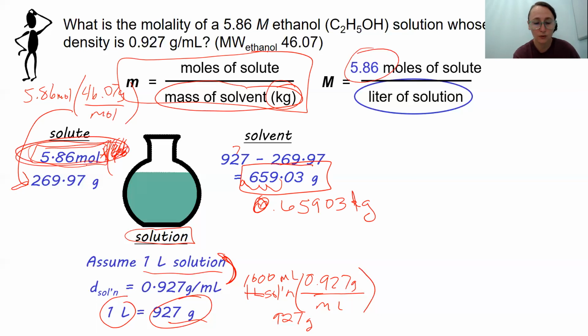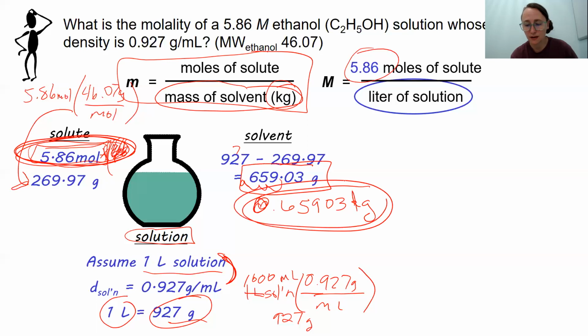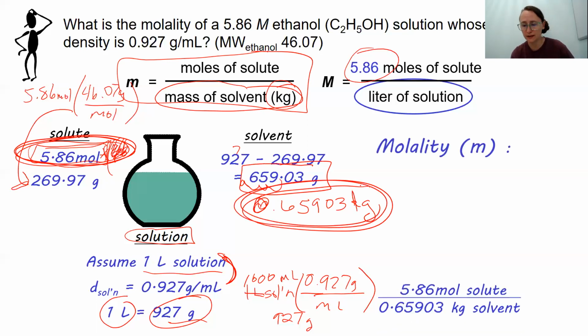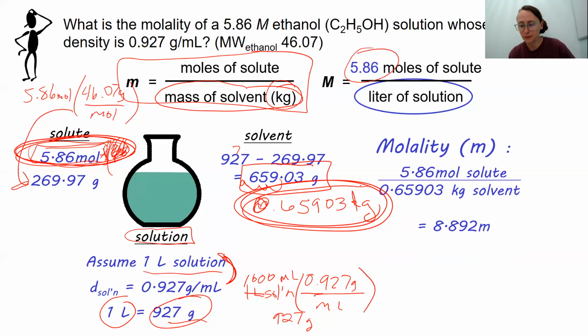So now for molality, we have our components. We have our moles, and we have our kilograms of solvent. So when you plug that in for molality, it's the 5.86 moles of solute over the 0.65903 kilograms of solvent, and you get 8.892 molal.